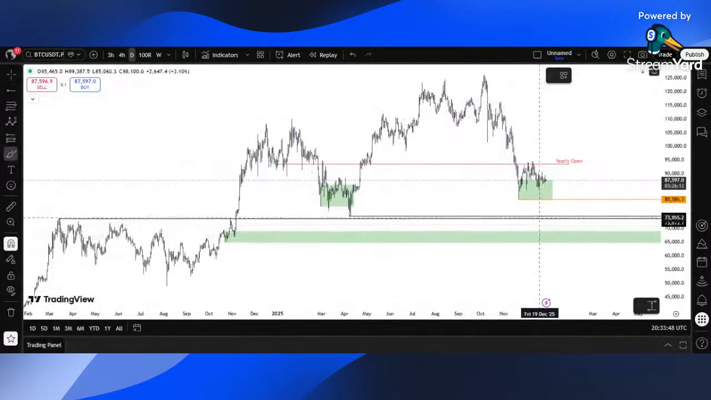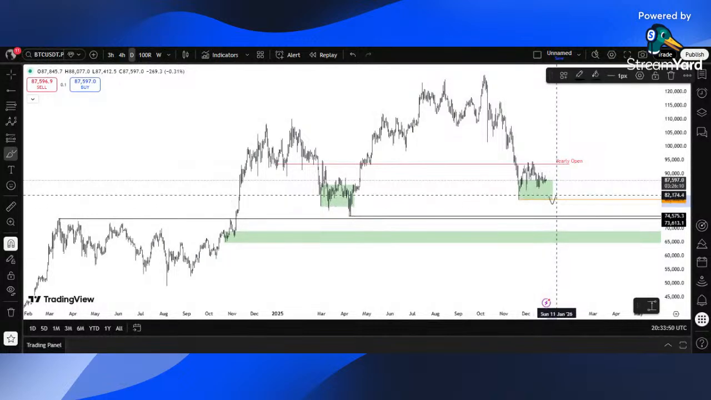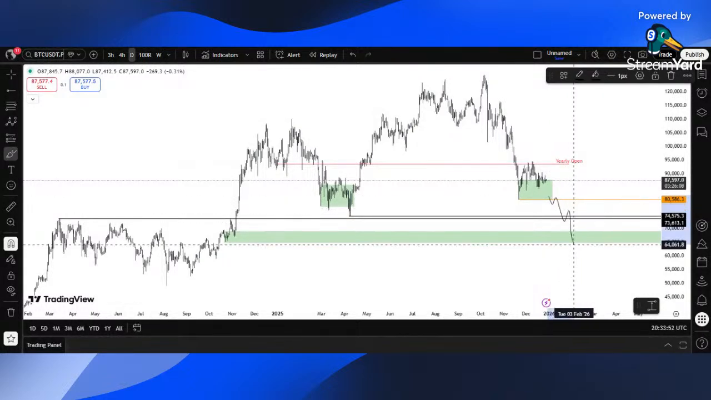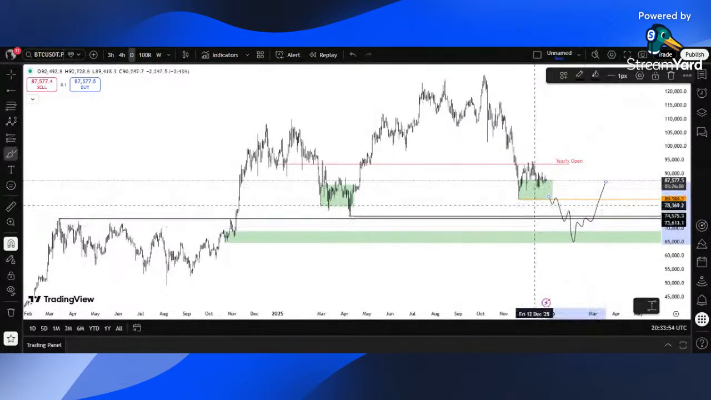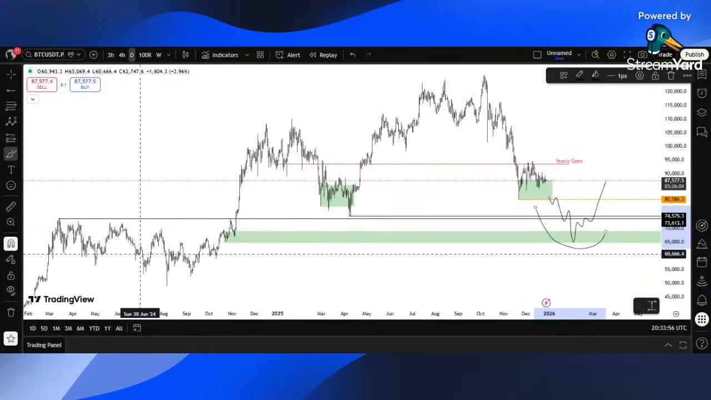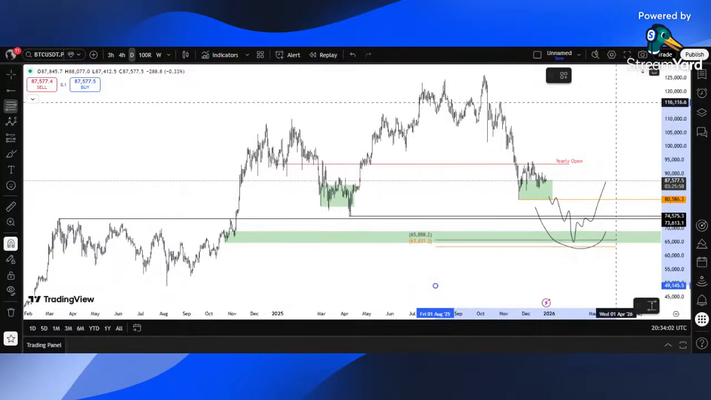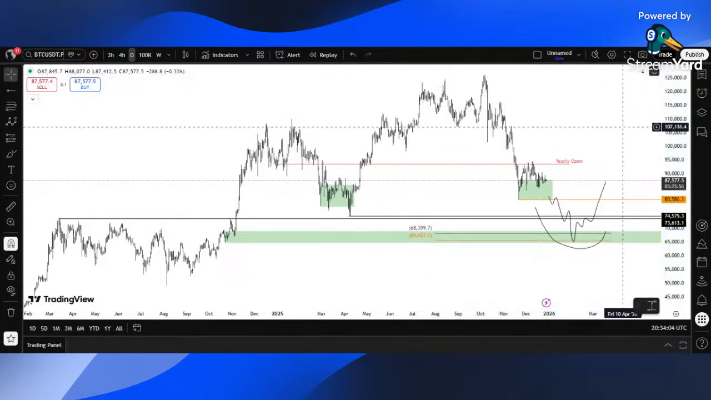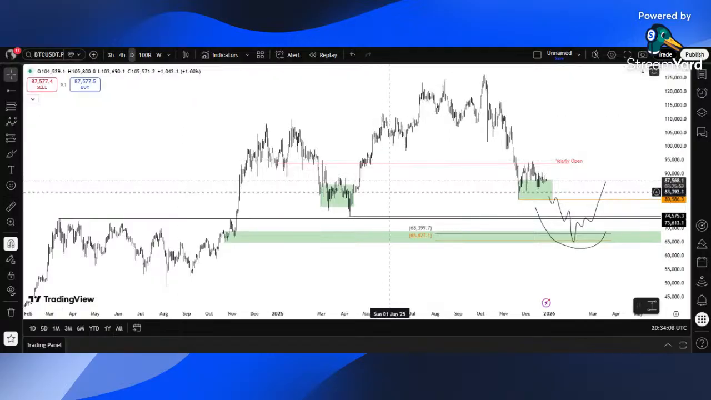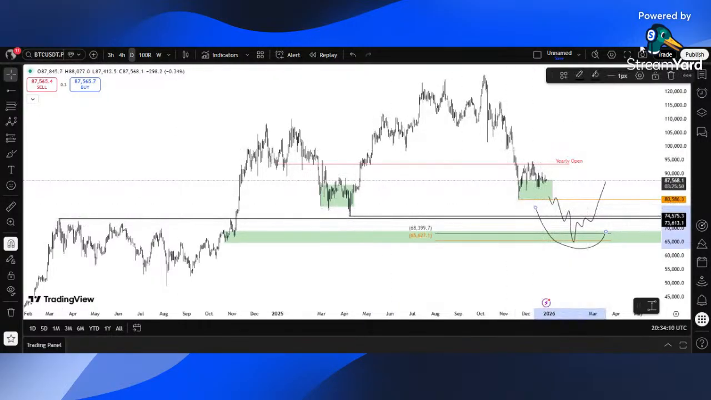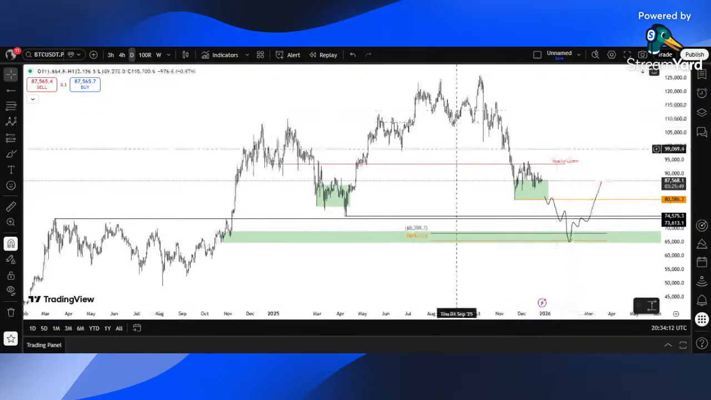Whatever happens here, even if we dump from here, and even if we dump all the way up to this zone, overall this zone will act as a support, right? This zone will act as a support. Let us stretch this high. So this order block, specifically this weekly order block, is definitely sitting as a major support zone for BTC.